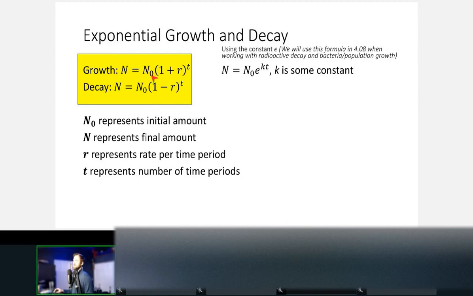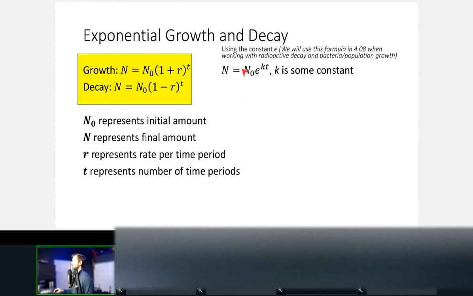N equals n sub 0, or n naught, times 1 plus r raised to the t power. And then the decay, you just have the little difference of being a minus instead of a plus. N naught represents the initial amount and n represents the final amount. R represents the rate per time period, and t represents the number of time periods.